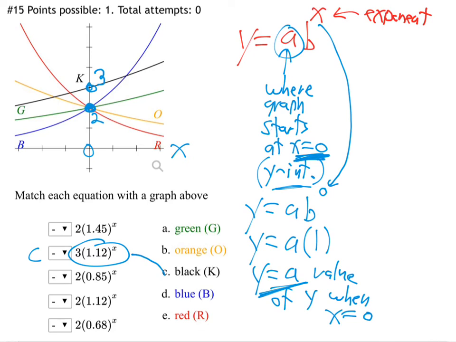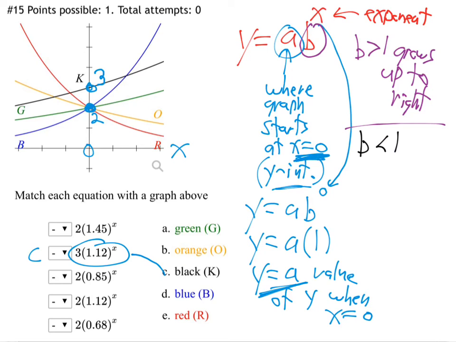So how do we do them? Well, they're all about that other number, the b. So if the b is greater than 1, it grows. It goes up to the right. And if the b is less than 1, it decays, we call it. It goes down to the right.